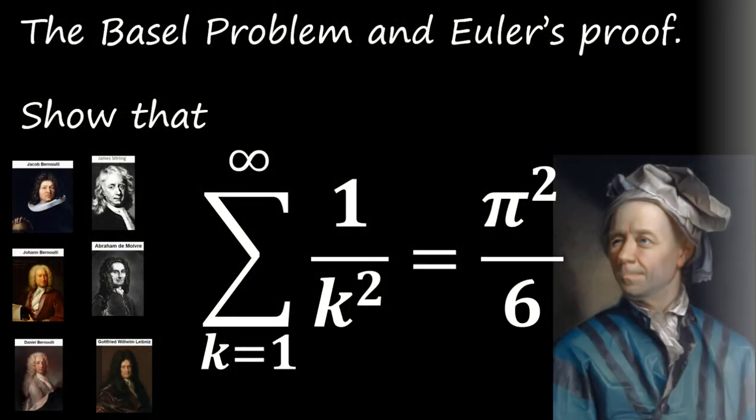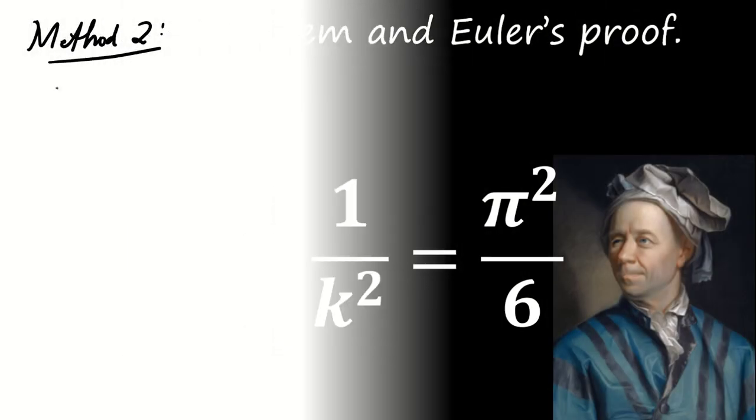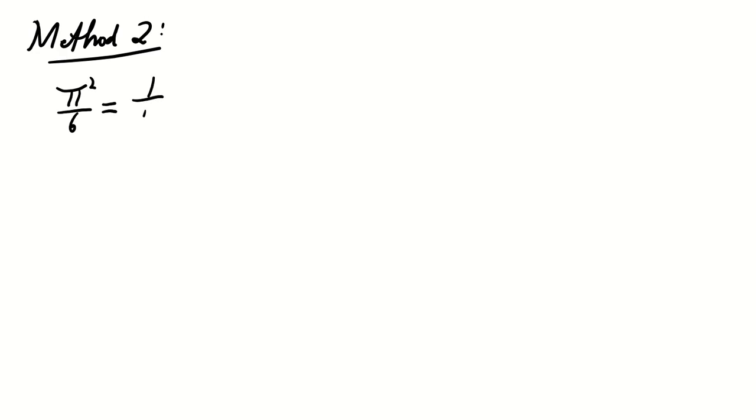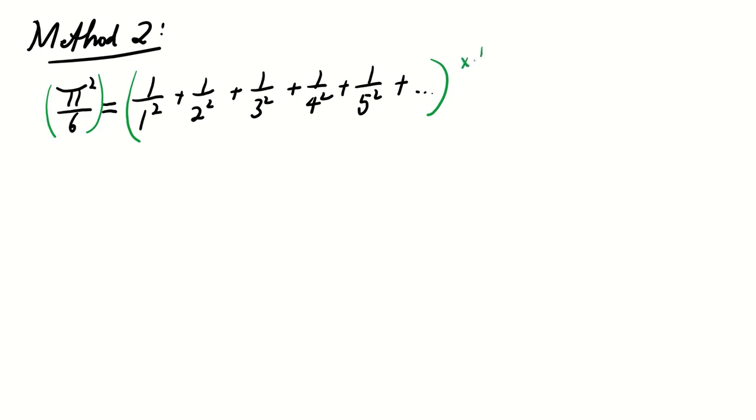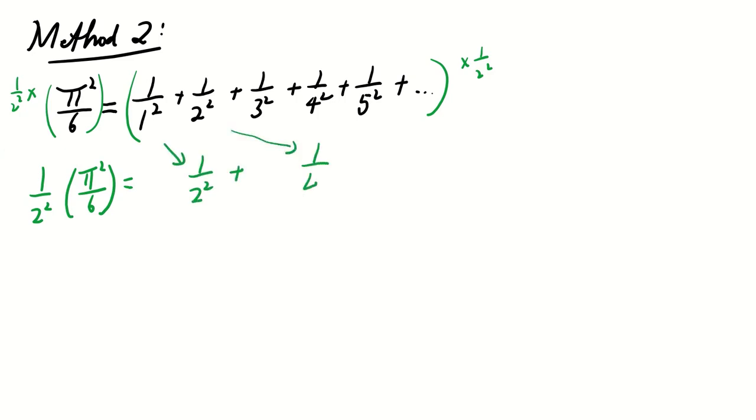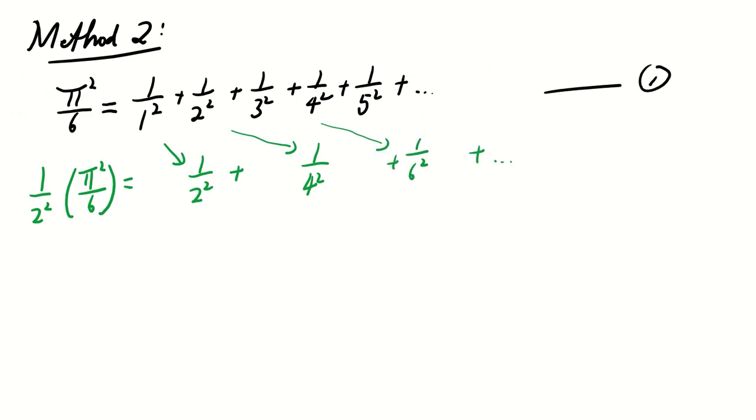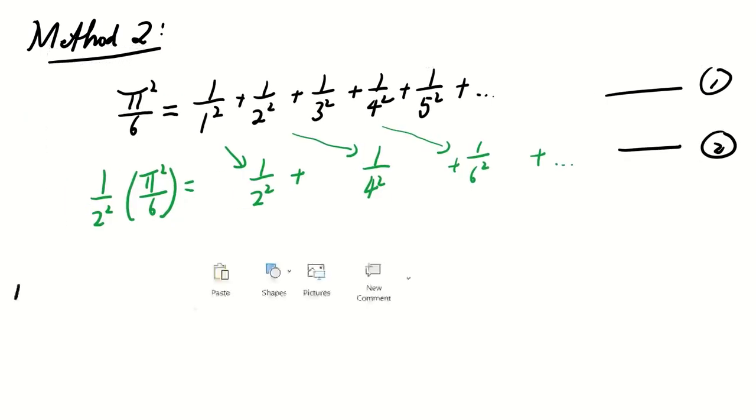For method 2, we use the result that we obtained from the last video, that is pi squared over 6 equals 1 over 1 squared plus 1 over 2 squared plus 1 over 3 squared, and so on. Now we will multiply each side by 1 over 2 squared. From the left hand side, 1 over 2 squared times pi squared over 6. And from the right hand side, 1 over 2 squared plus 1 over 4 squared plus 1 over 6 squared, and so on. Denote these two equations as equation 1 and equation 2. Now consider equation 1 minus equation 2.